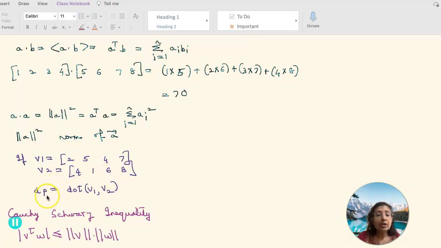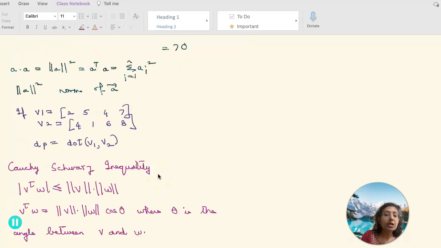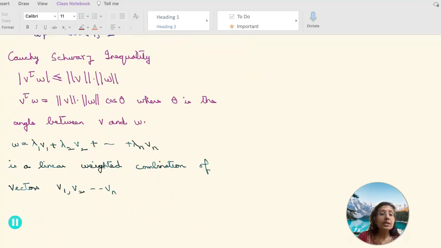Now coming to the dot product, it is denoted by dp or dot of v1, v2, and that will be just multiplying the corresponding entries. Again, the Cauchy-Schwarz inequality is the modulus of v transpose w less than or equal to the norm of v into the norm of w, because the norm of v is the same as the norm of v transpose. So we can write it as equal to the norm of v into the norm of w into cos theta, where theta is the angle between v and w. So this is the Cauchy-Schwarz inequality and this is the dot product.